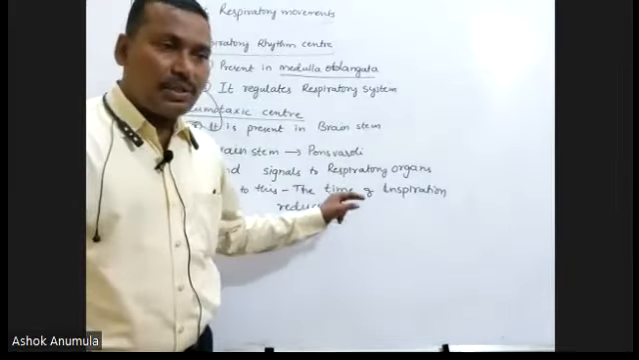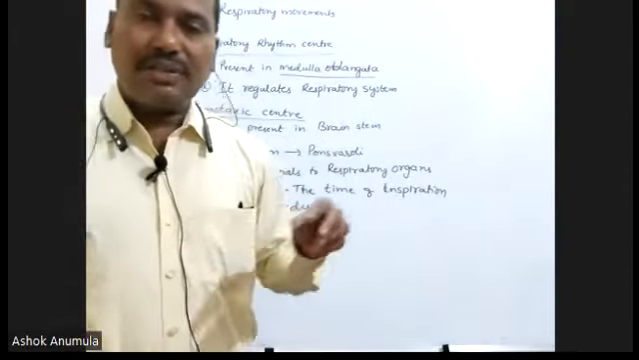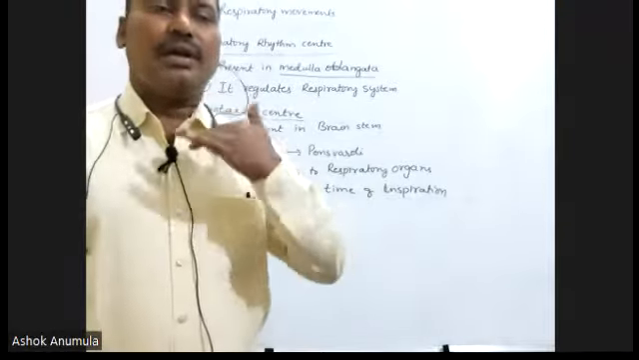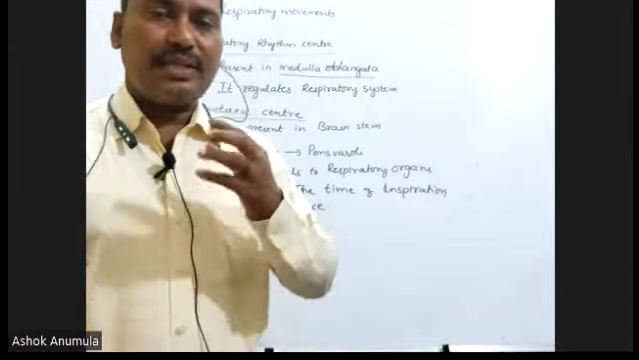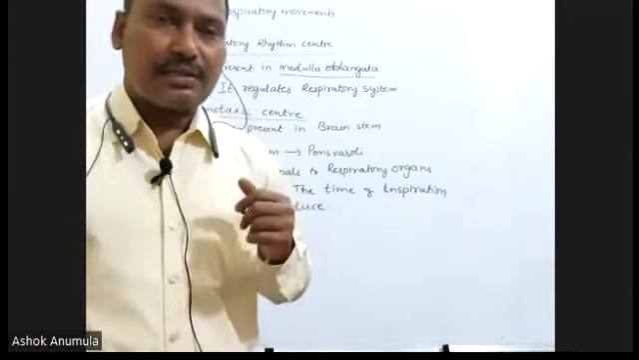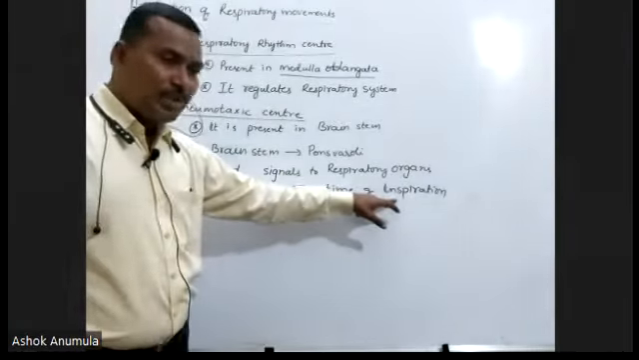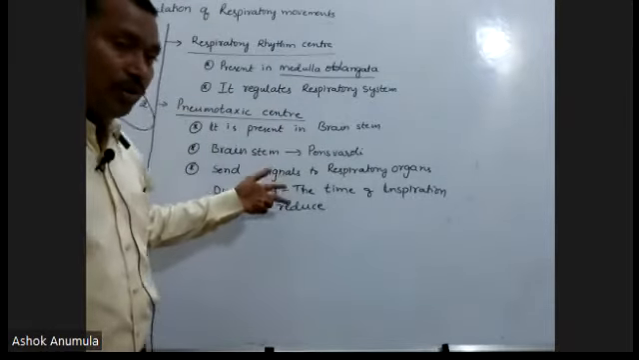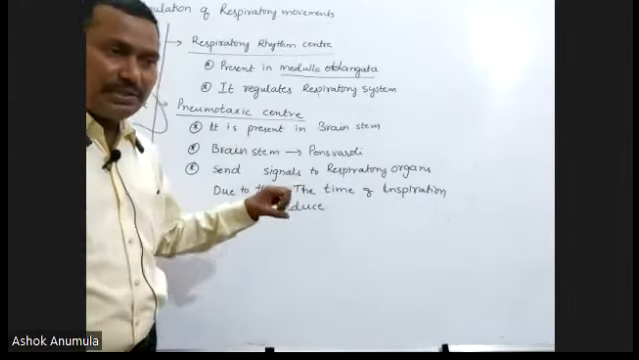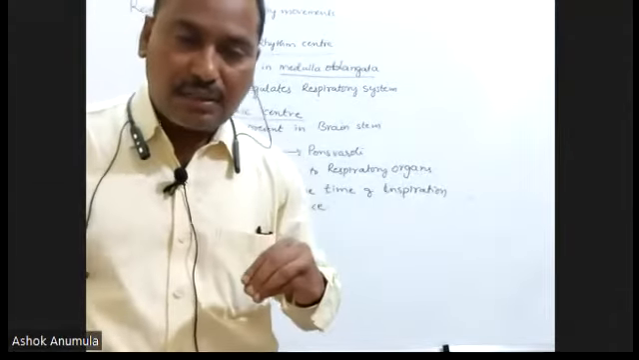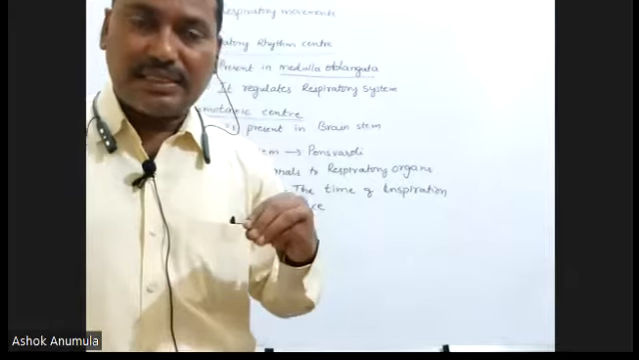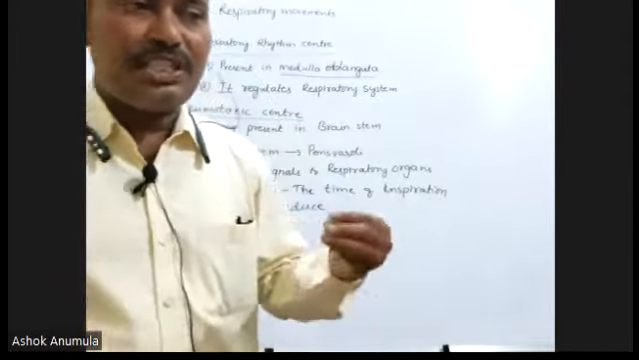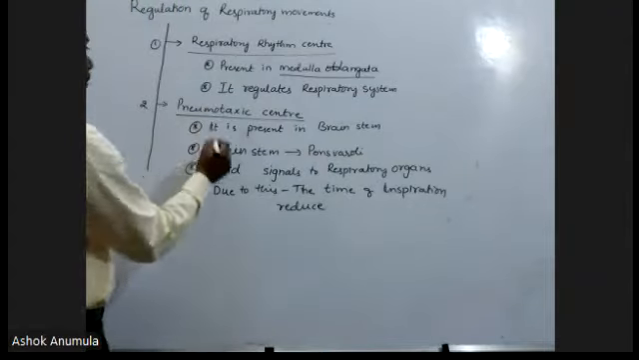When the duration of inspiration is reduced, respiration must speed up. For example, when I take oxygen into my body it takes some time; when that time is reduced, respiration speeds up. Here you have to remember this topic. If the time of respiration is reduced, respiration must speed up. This is about the pneumotaxic center.